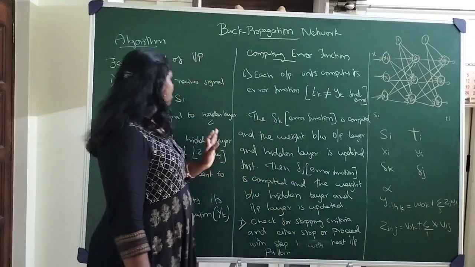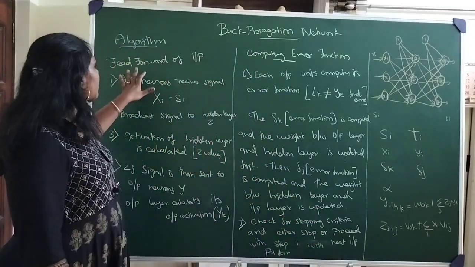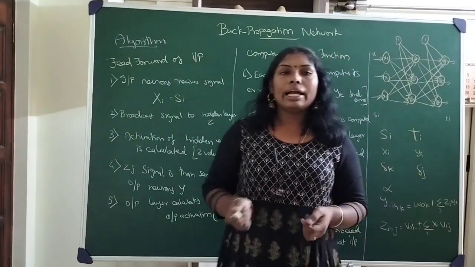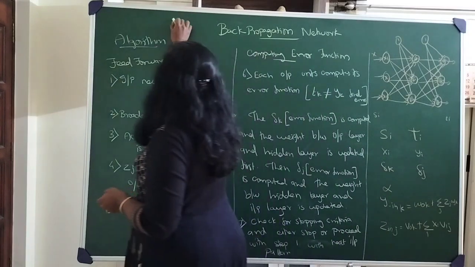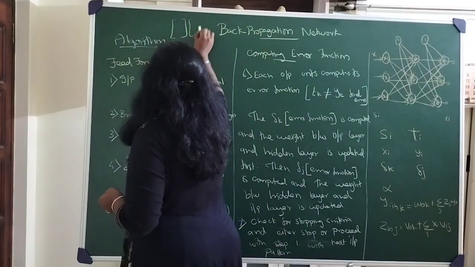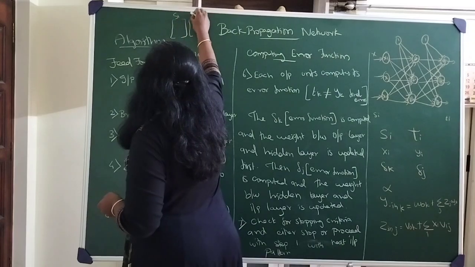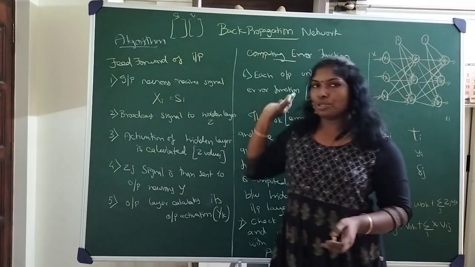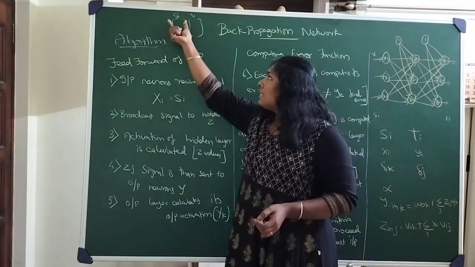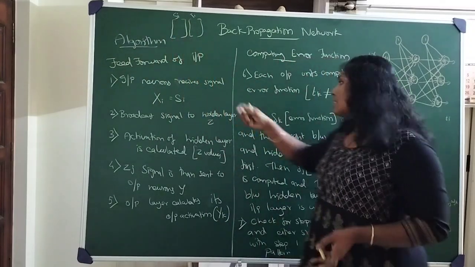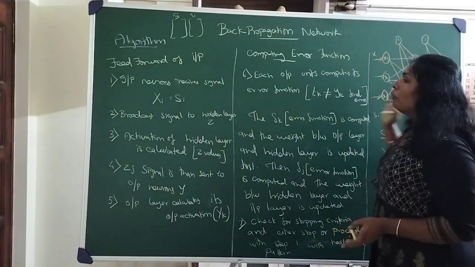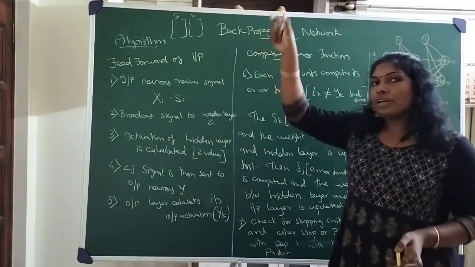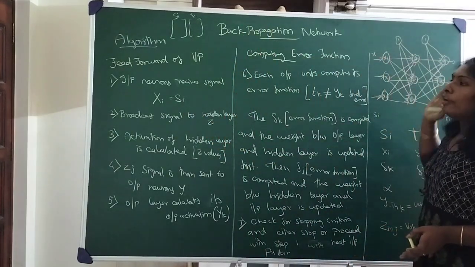So the algorithm goes like this. The first step is feed forward of input. We take an input and output pattern, so you have an input vector and its corresponding output vector. We call them S_i and T_i. S is your input and T is your target. First we take this input vector, whatever the value is, and feed it to the input layer. So all your X_i take the first pattern of S_i, and it is fed into the input layer.